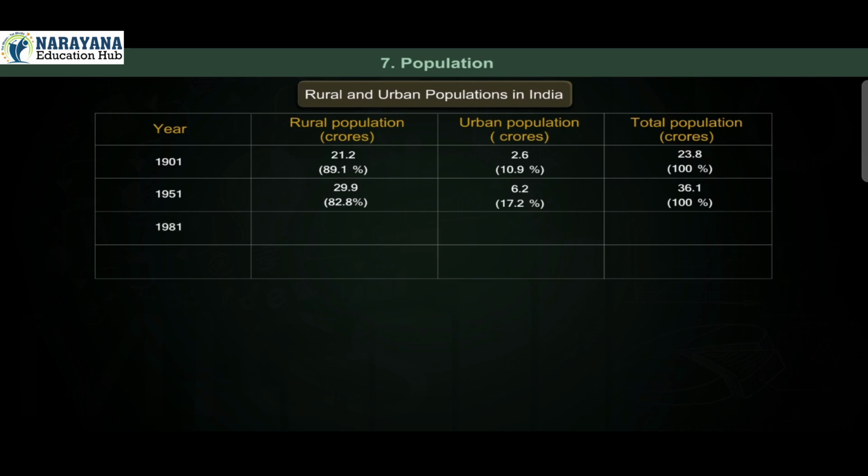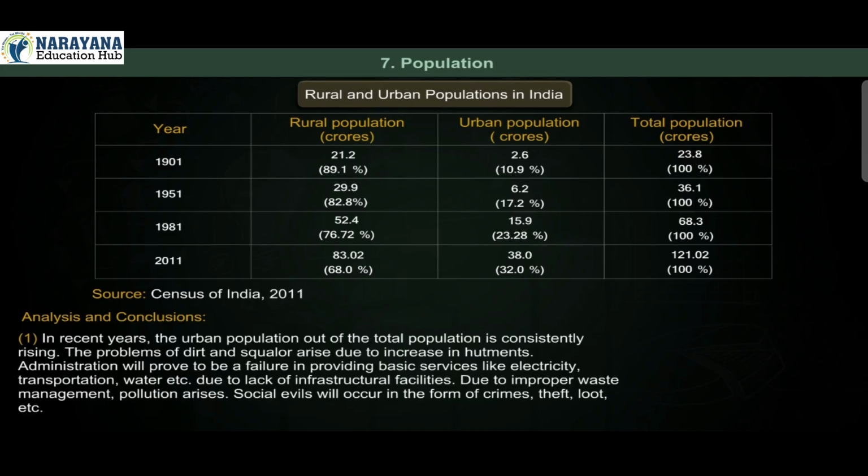In 1981, rural population is 52.4 crores, that is 76.72%. Urban population is 15.9 crores, that is 23.28%. Total population is 68.3 crores, that is 100%. In year 2011, rural population is 83.02 crores, that is 68%. Urban population is 38 crores, that is 32%. Total population is 121.02 crores, that is 100%.